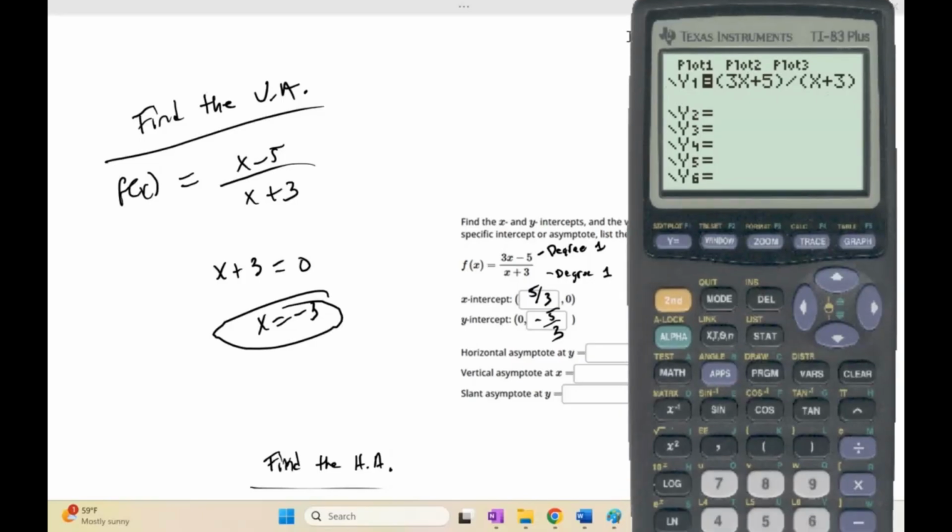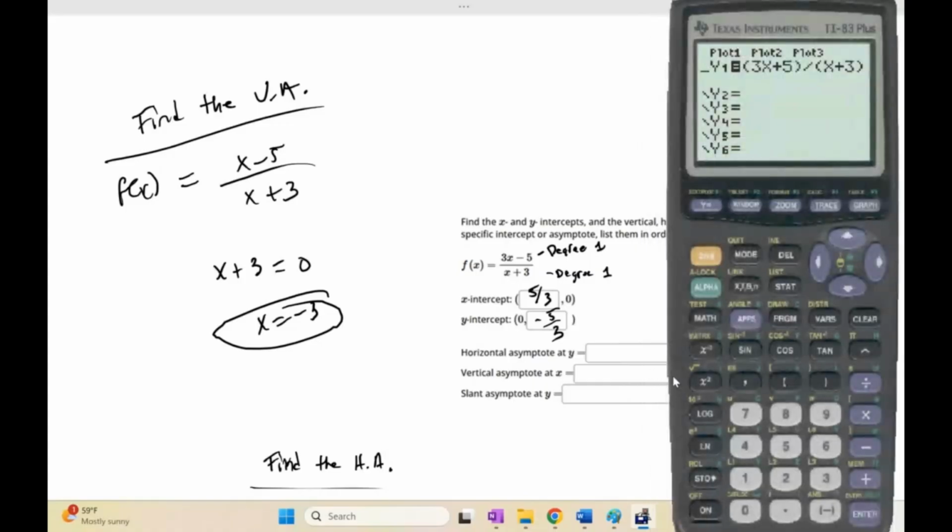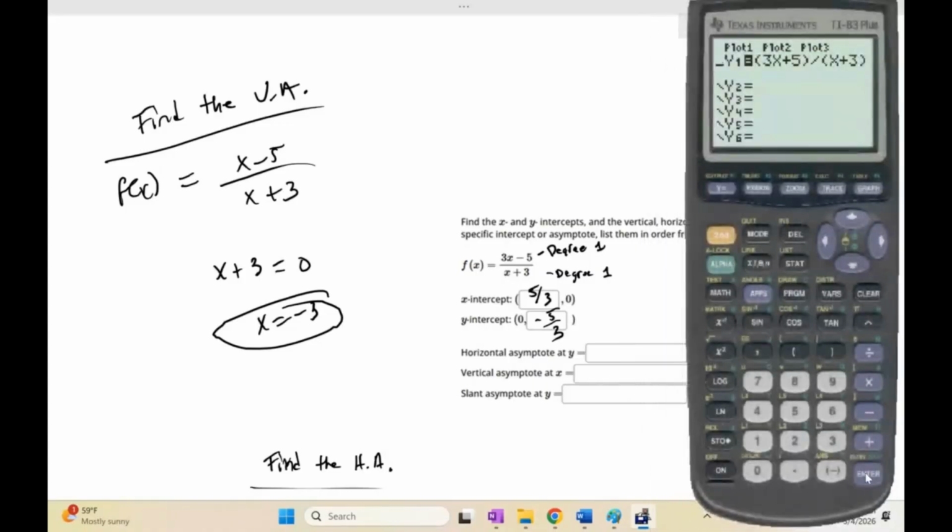If I were to change the mode, okay, make it smaller. All right. And now if I graph, notice that that little vertical line is gone. That's not actually part of your graph. I just took it out of the connected dot mode. But that would be the vertical asymptote.